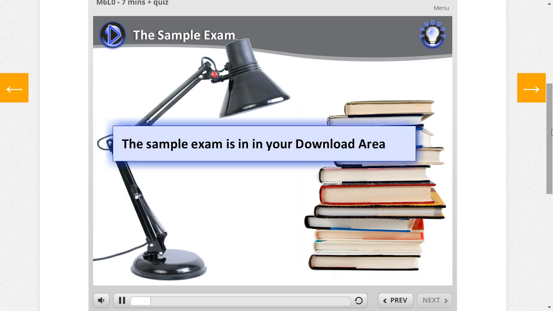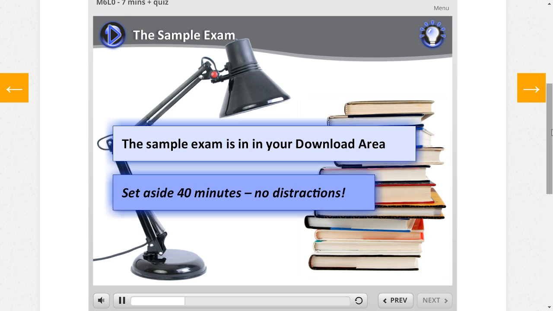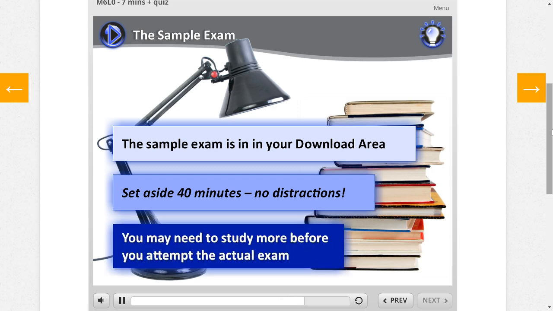You'll find the sample paper in your download area. Set aside 40 minutes to focus on the paper. Do not attempt it whilst checking emails, making coffee, watching TV, or any other distractions. You will not get a realistic view of your readiness for the real exam. Your score on the practice exam may indicate that you need to do some more studying before attempting the real one.